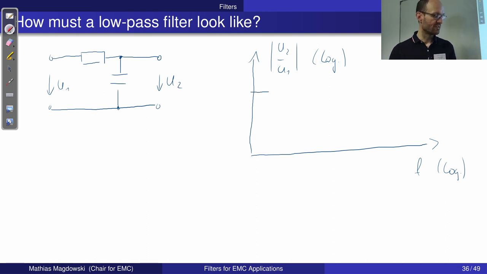It should stay constant, right? Because low frequencies should go through. And then we have a break frequency, and then it goes down with frequency, the same minus 20 dB per decade thing. Now the question is, at which frequency does this happen? And why does the curve look like this? How could we write down or derive a formula for this problem? How could I calculate the output voltage with respect to the input voltage in the circuit?